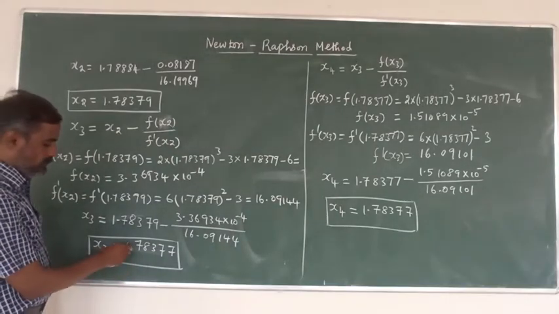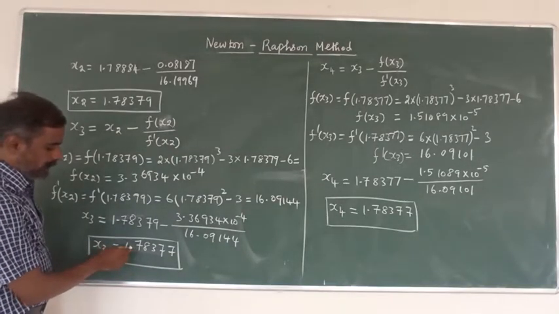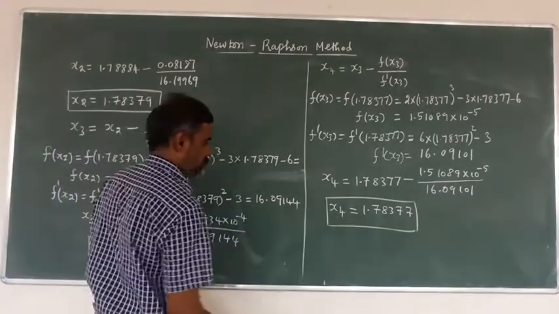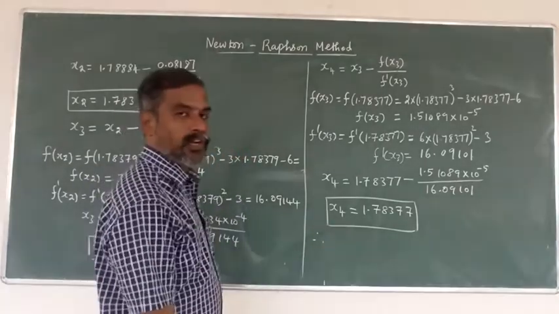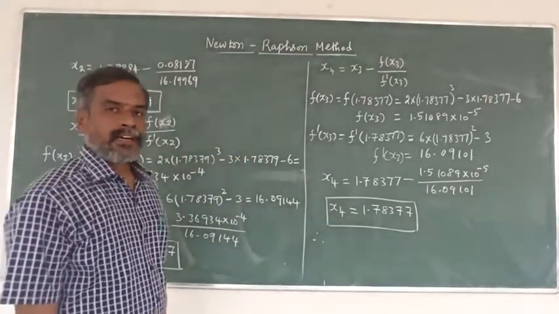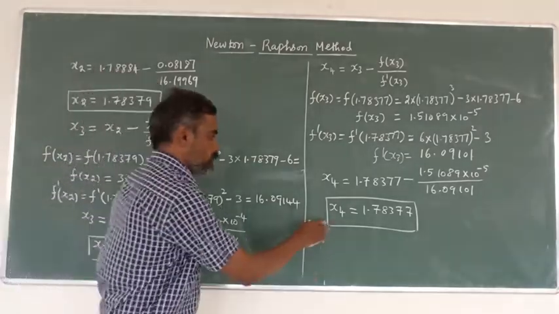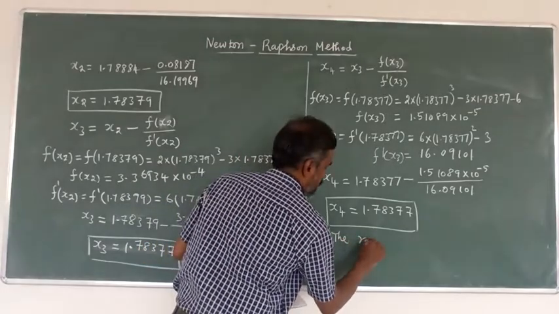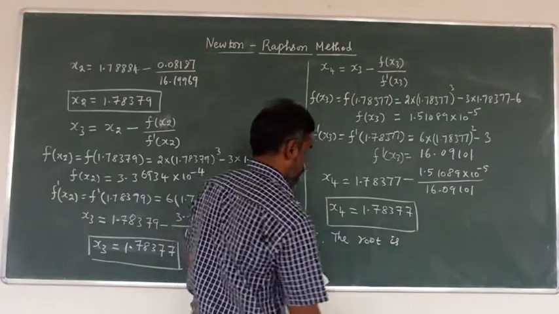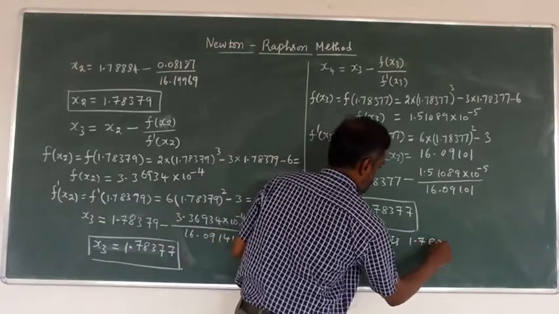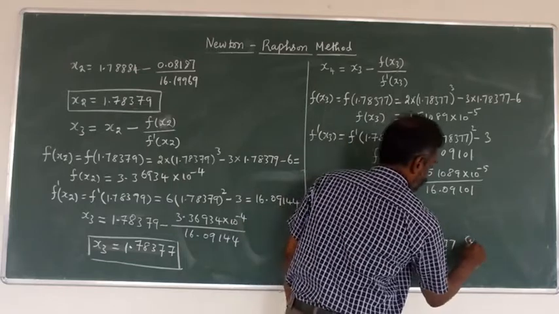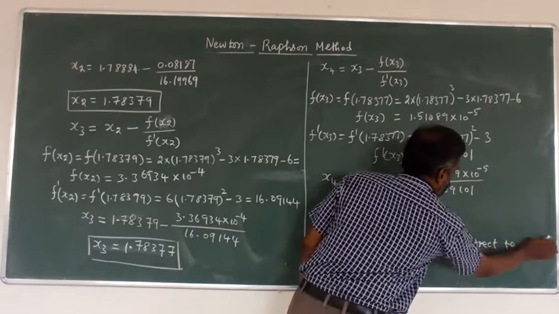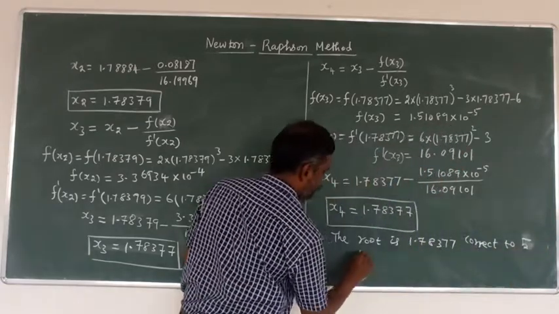Now both results are the same. After the decimal point 5 decimal places, both are the same. So we can stop the process up to x4. Now the result, the real root is 1.78377, correct to 5 decimal places.